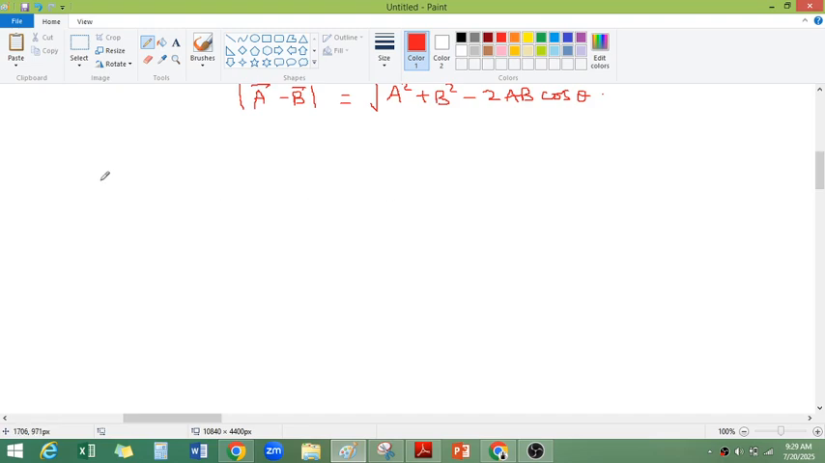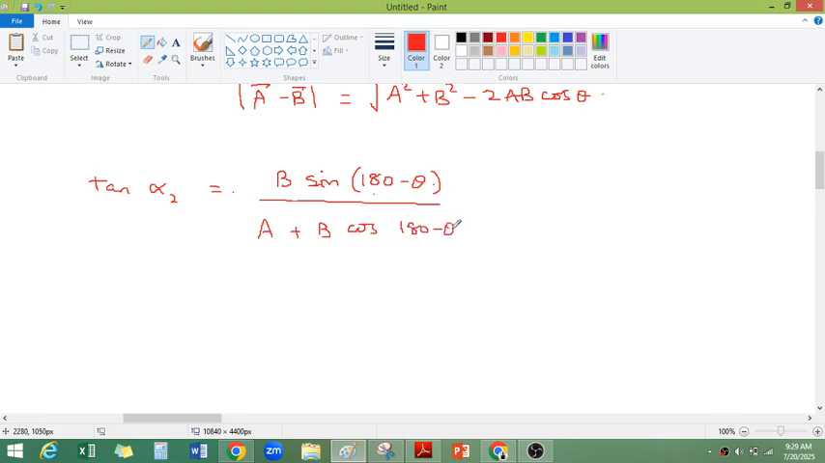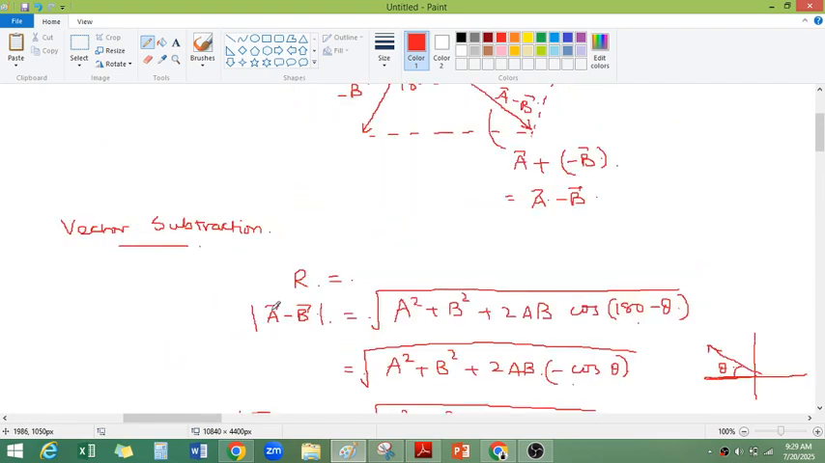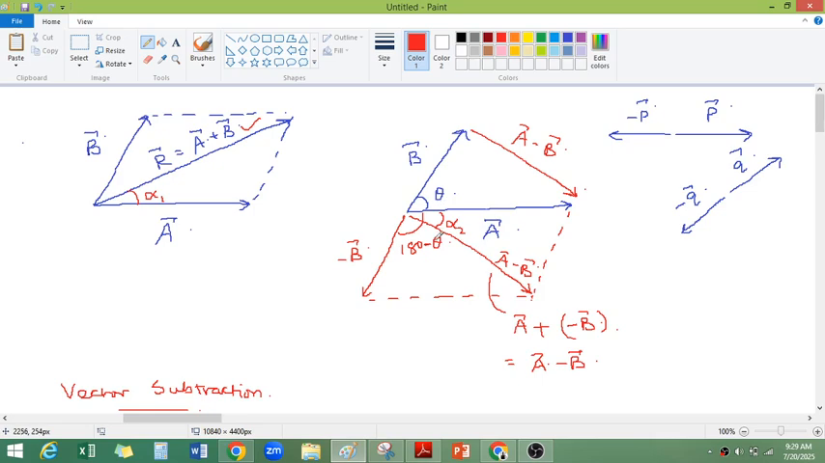So that means tan alpha 2 is equal to B sin theta, but instead of theta it will be 180 minus theta, divided by A plus B cos theta. But instead of cos theta, it will be cos 180 minus theta. Why 180 minus theta? Because we are talking about subtraction. So that means instead of taking this angle theta, we have to take this angle 180 minus theta.